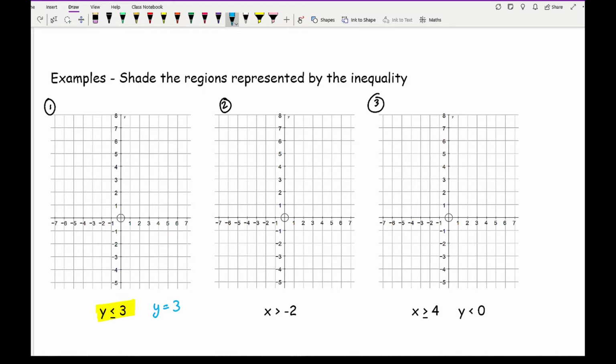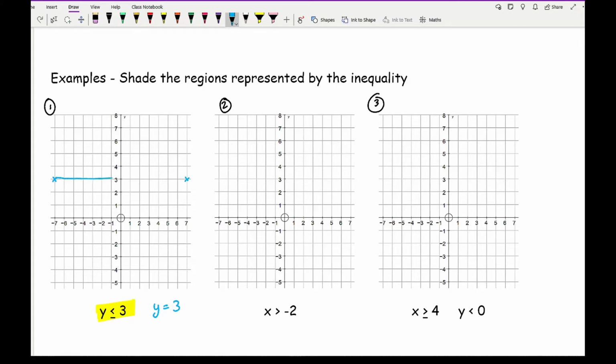Now if you remember from the previous video on plotting linear equations, y equals 3 is a horizontal line. So again, if I just highlight just 2 points on that line, the line y equals 3 is going to be represented by connecting those two marked coordinates. Now because it's less or equal to, what I need to do is plot those points with a solid line.